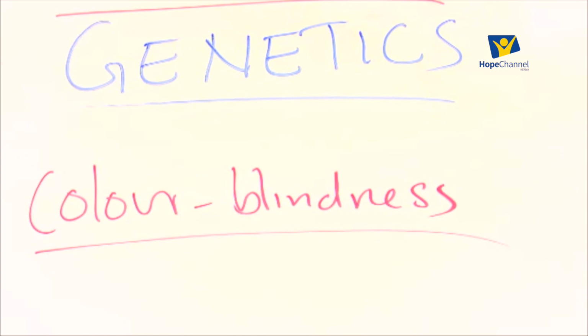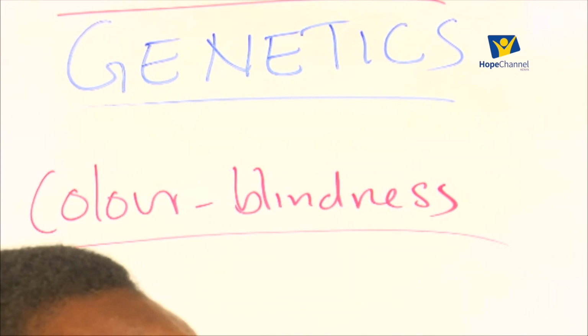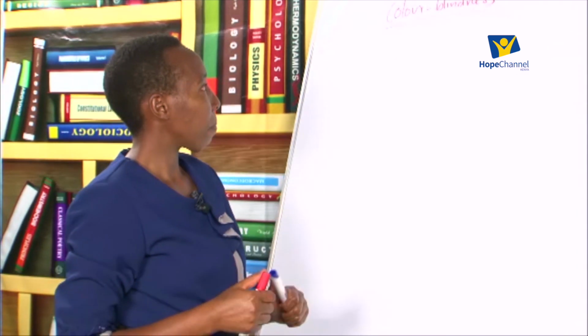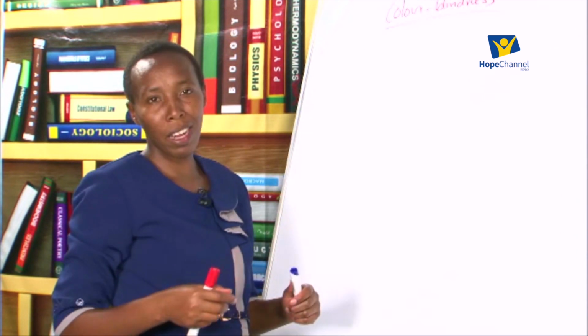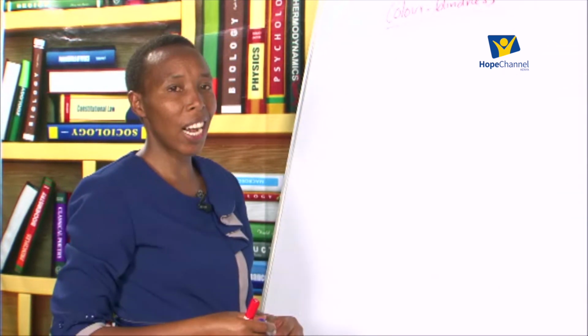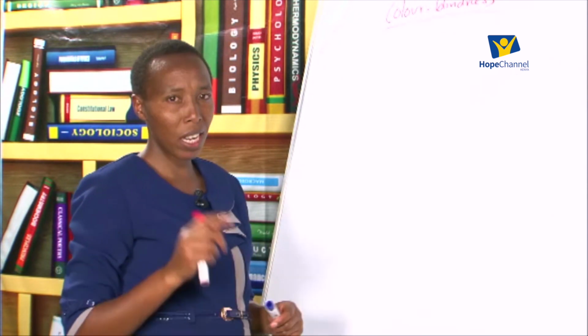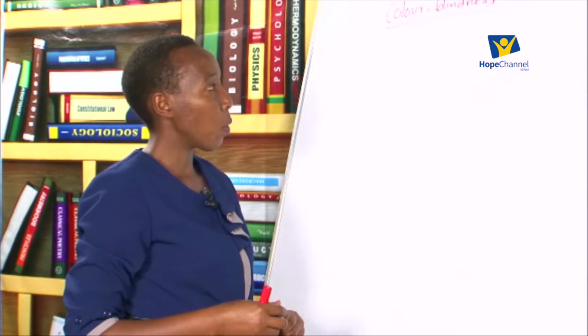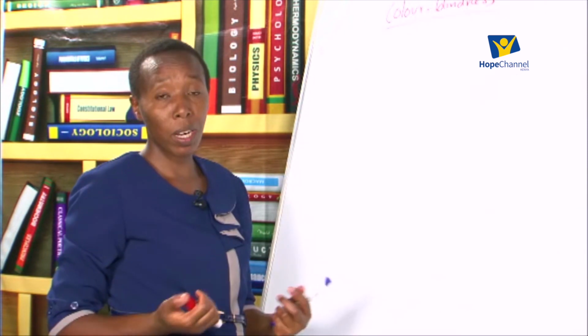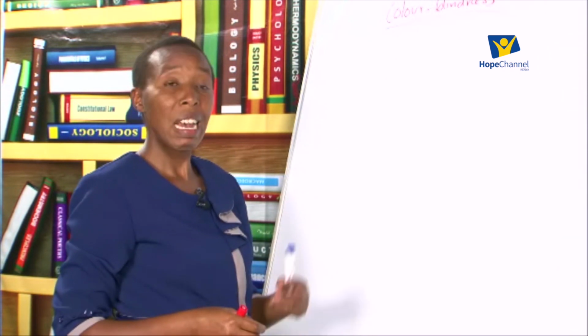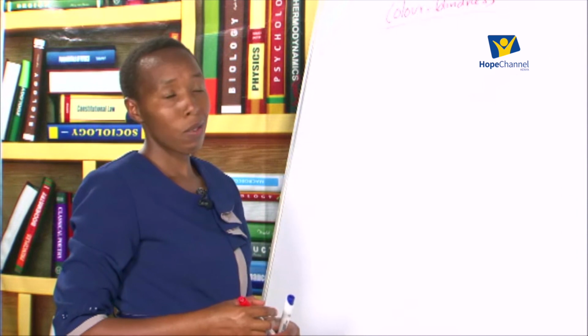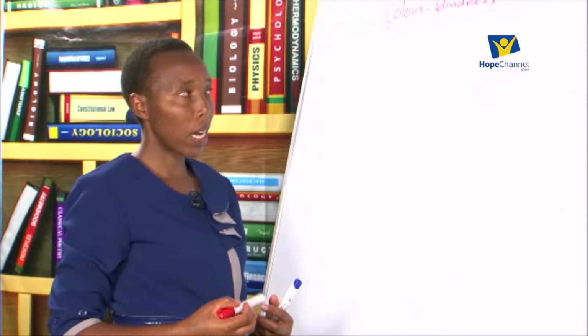Now, when we talk about color blindness, I don't know what comes to your mind. Does it mean that someone is blind, cannot see any color? No. It means that someone is not able to identify some of the colors. We have people who are not even able to distinguish between red and green. Such people, we say they are color blind.